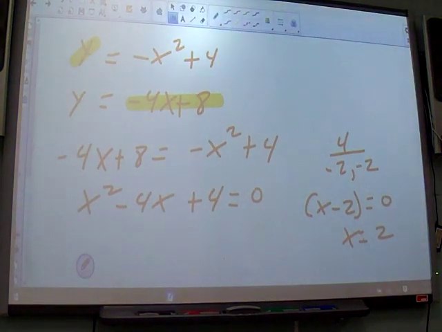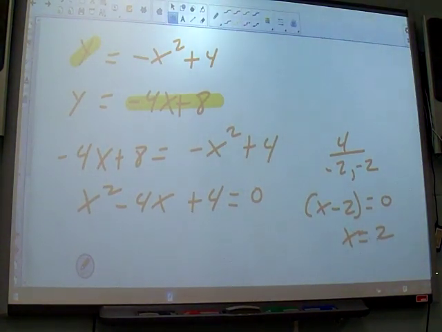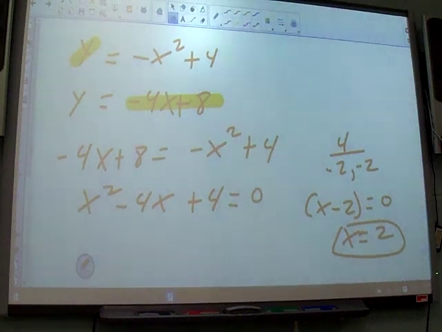Now, most everybody that I initially checked, that's where they stopped. I'm not done, am I, Hunter? What do I need to do to finish? Yeah, plug it back in. Either one, it doesn't matter. I usually do the linear one because it's more simple, but I watched Kaysen do the quadratic one, and he got the right answer also, so it doesn't matter.